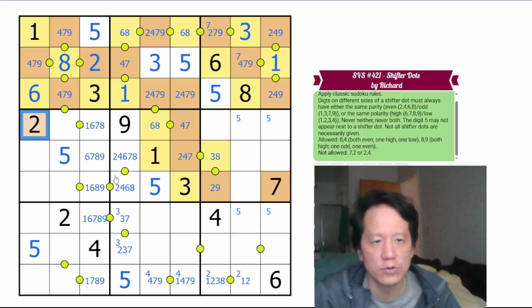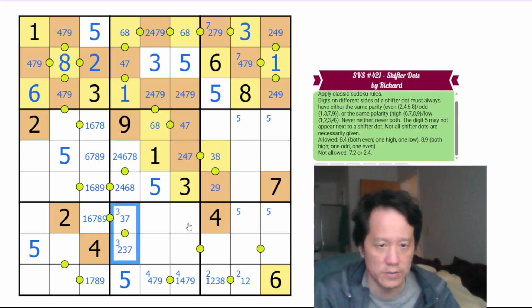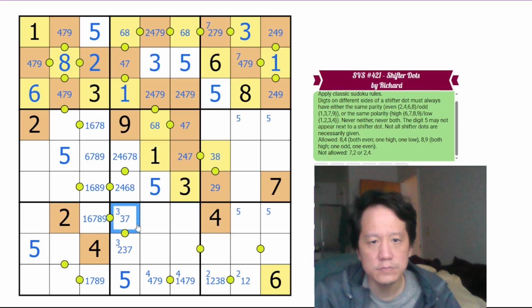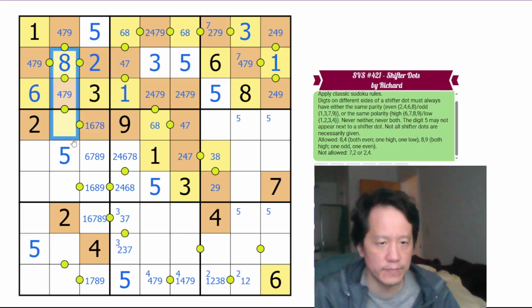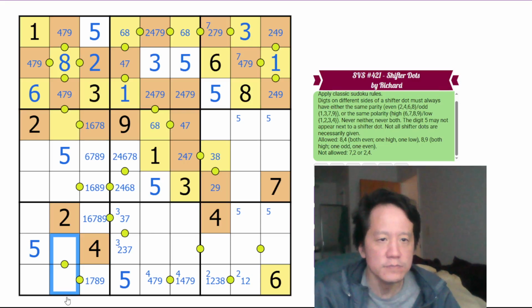2 and 4 are oranges. 6 is a yellow. Nine is an orange. We don't know about these. This is one of each. Okay, this is orange, which forces this to be yellow, which means this is orange. This is one of each.